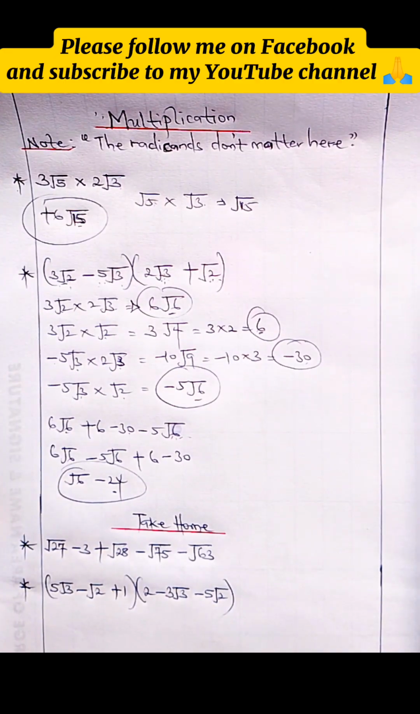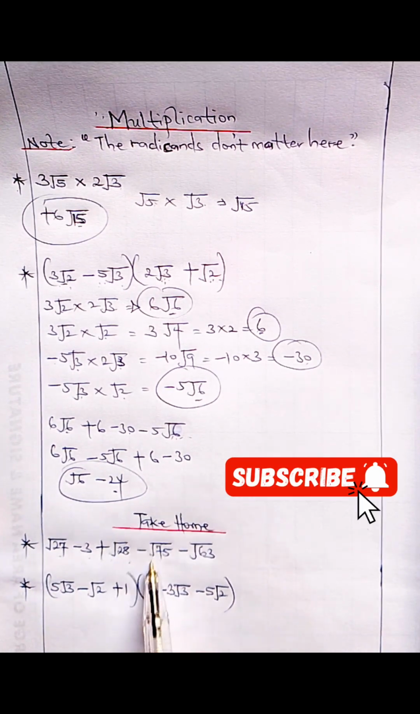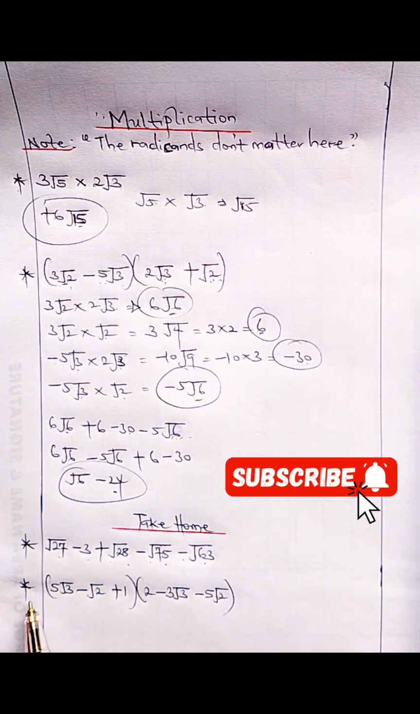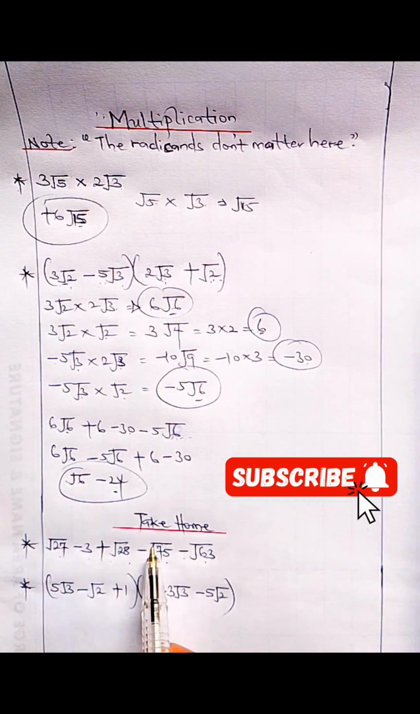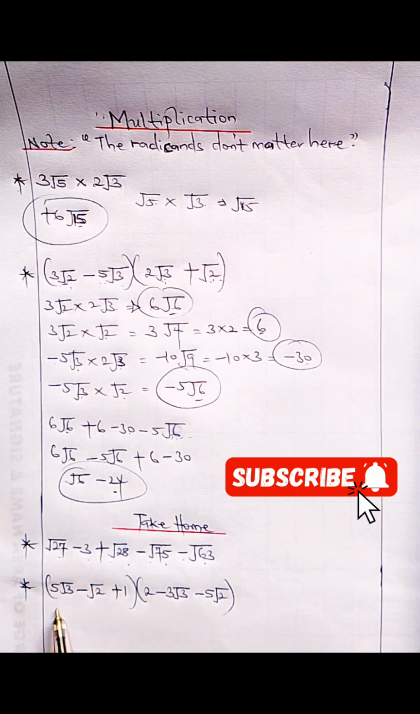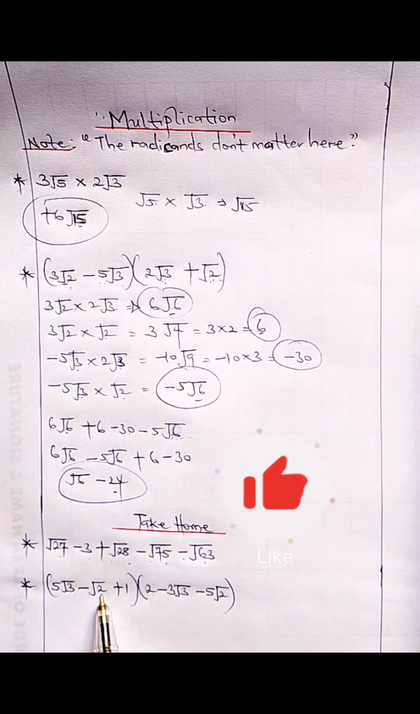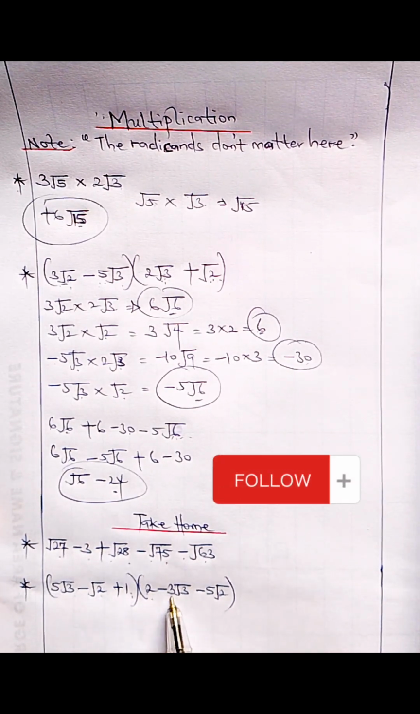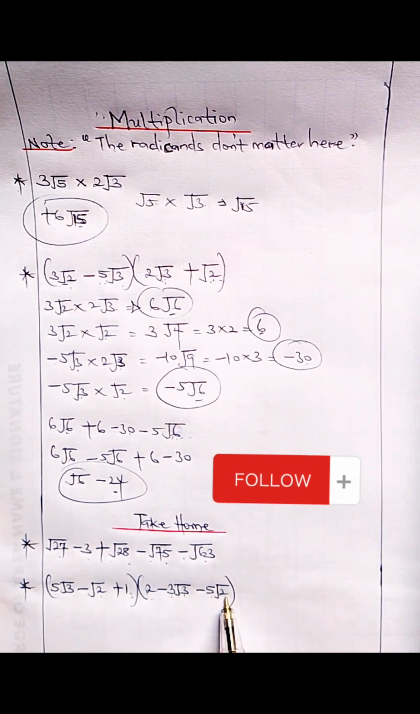Okay guys, it's time for our take home. After what we've learned in today's exposition, it's time to see how much we understood. So we have two questions to get us tested. The first is root 27 minus 3 plus root 28 minus root 75 minus root 63. The first one is a set of plus and minus. The next is multiplication of surd: 5 root 3 minus root 2 plus 1 in bracket, and another bracket open up, 2 minus 3 minus 5 root 2.